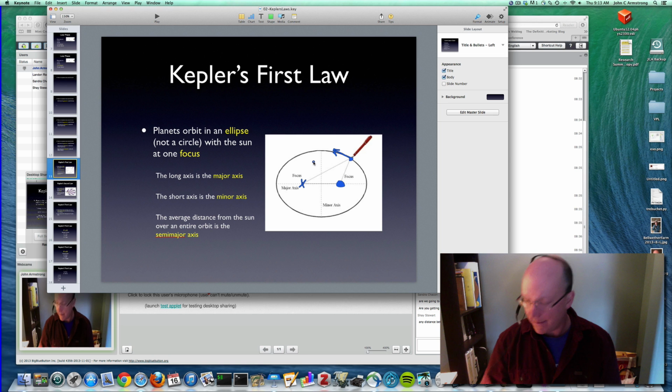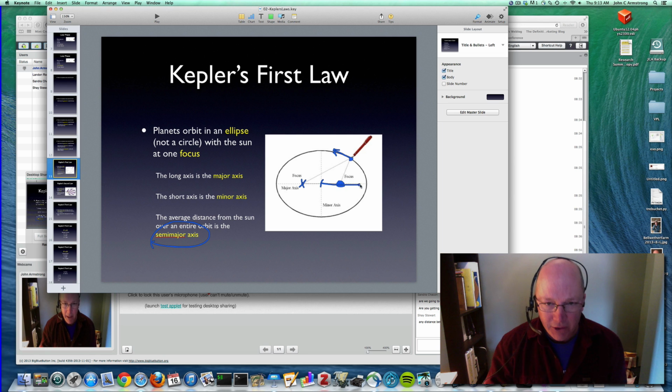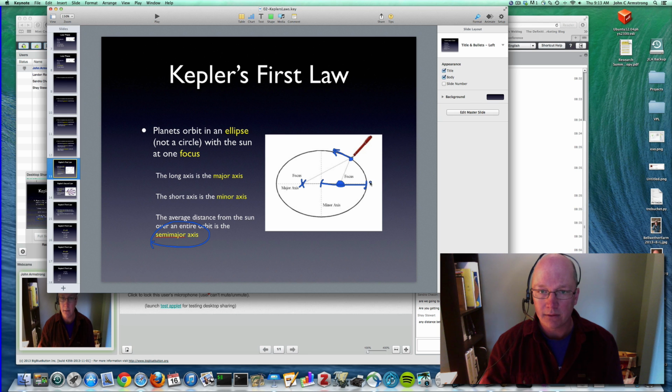And we define the semi-major axis, that's this word over here. The semi-major axis is half of the major axis, and half the major axis is the average distance between the planet and the star. So if the star is close, this is called perihelion. I think I've got this on a slide later, but this point right here is the closest point, called perihelion, and then we have aphelion.